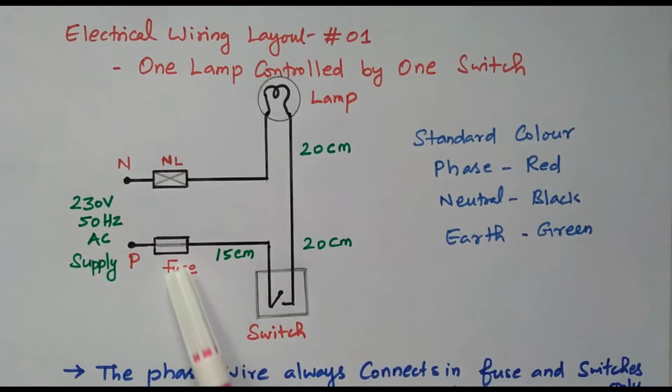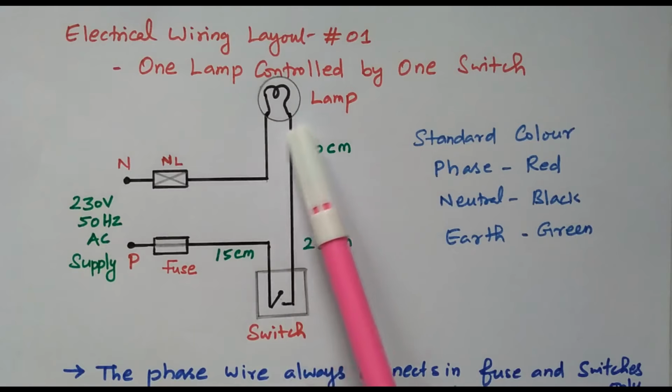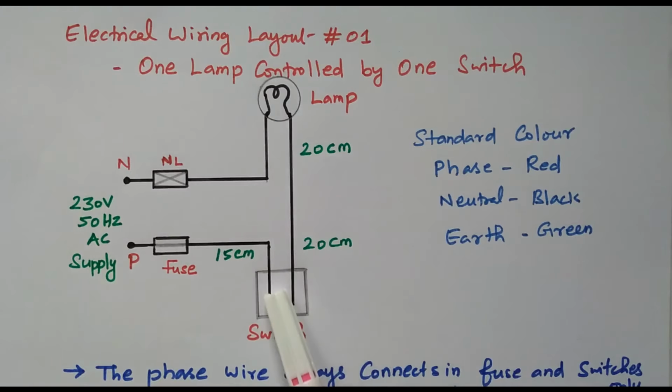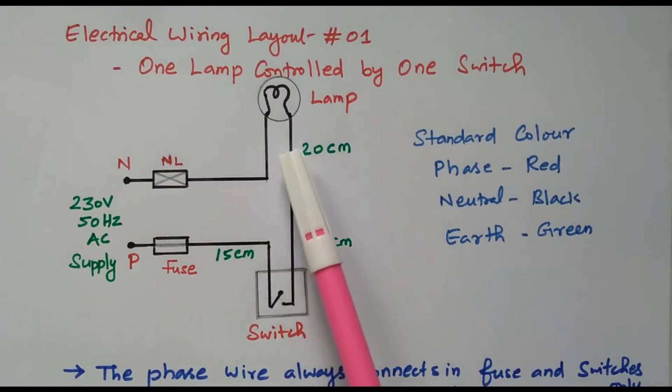The fuse is used to protect the circuit from exceeding the rated current. If the circuit draws more than the rated current, this fuse will blow and the entire circuit is protected from overloading. The switch is used to control the lamp. When the switch is on, supply is given to the lamp and it will glow. When the switch is off, supply is disconnected and the lamp is off.